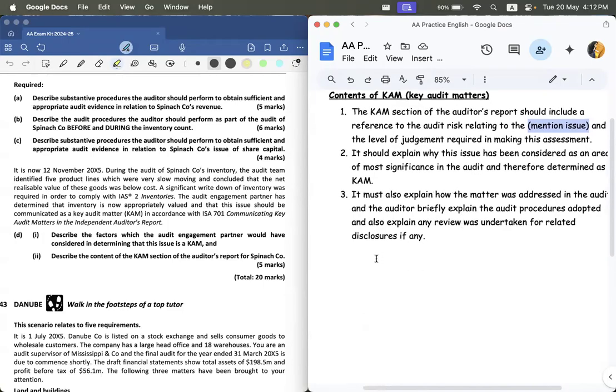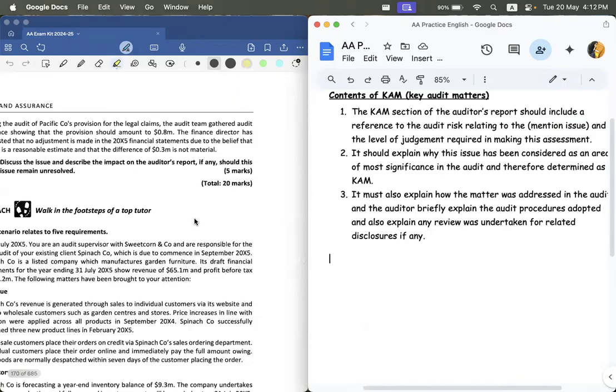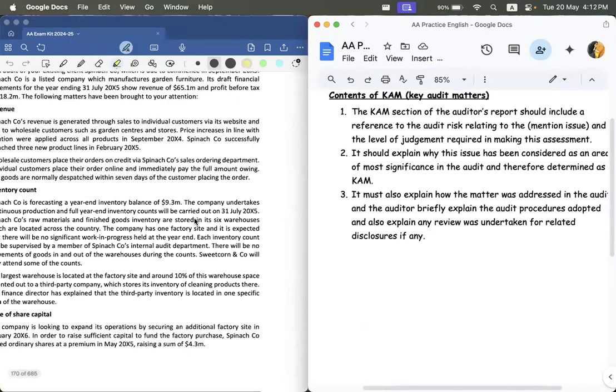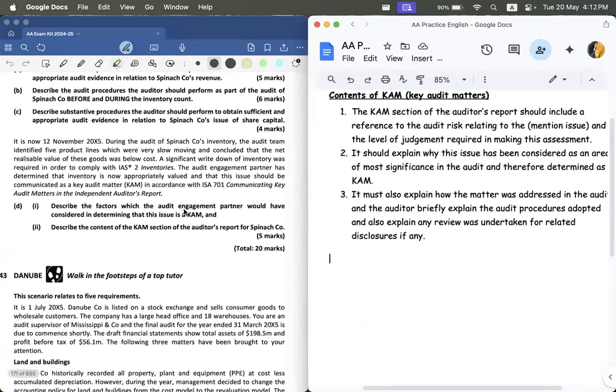So the first question that we could do is this one, question number 40, Spinach. Clear? I'm just reading through. It is now 12th November. Just a moment. Let's see. Spinach.